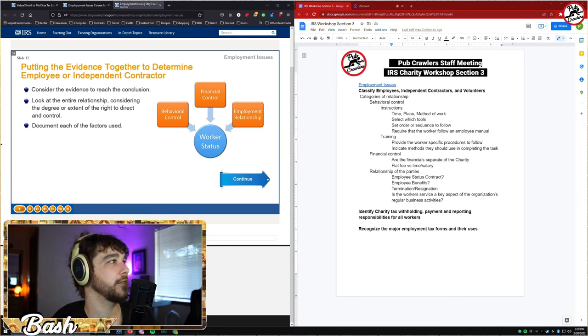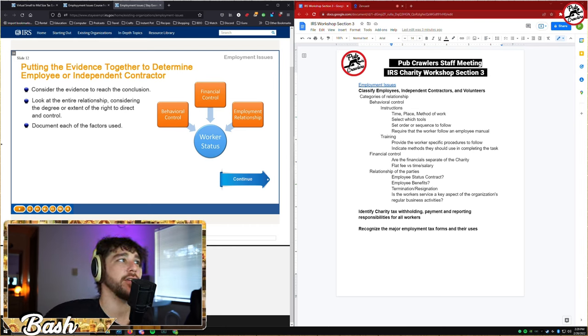Putting the evidence together to determine employee or independent contractor: behavioral control, financial control, employment relationship, worker status. Consider the evidence to reach the conclusion. Look into the entire relationship, considering the degree or extent of the right to direct and control. Document each of these factors.